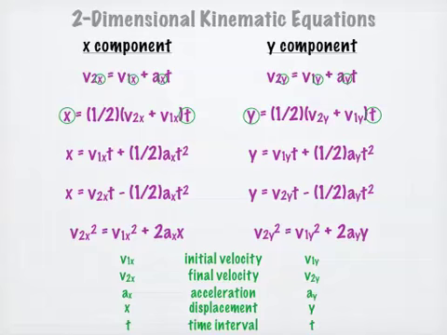We can use these two-dimensional kinematic equations to describe the motion of an object traveling in both the x and y direction, if acceleration in each direction is constant. Take my futuristic car, for example. It has an initial x velocity and an initial y velocity.